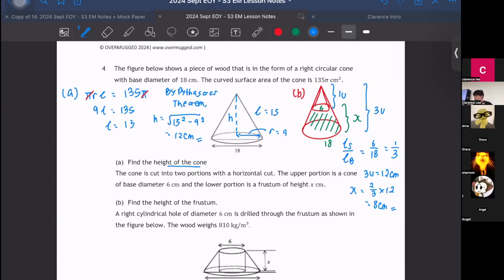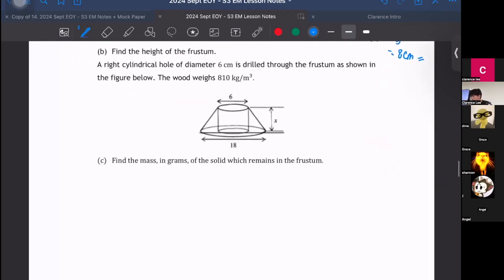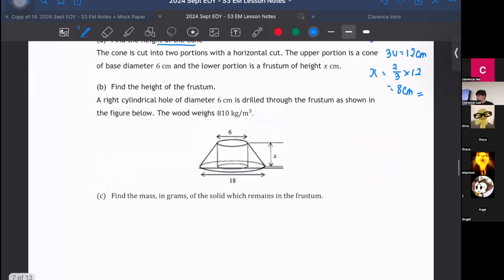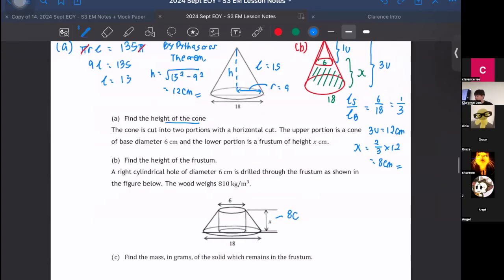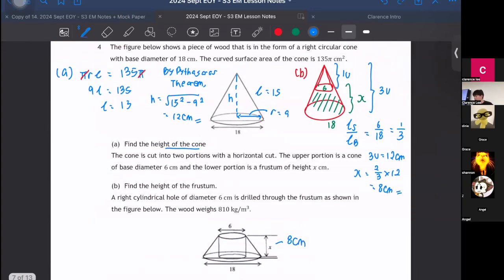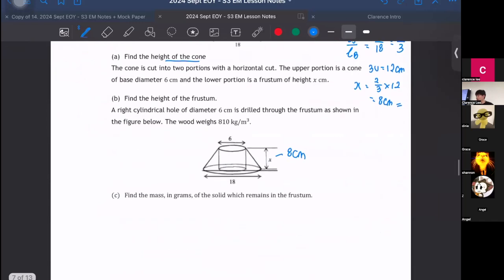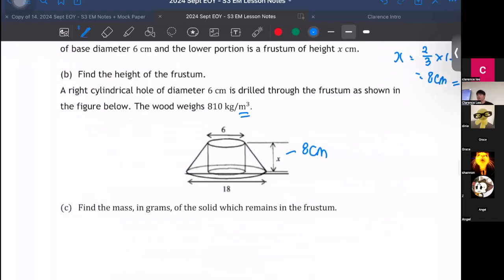Okay. Next question, your part C, last part. A right cylindrical hole of diameter 6 cm is drilled through the frustum as shown in the figure. The wood weighs 810 kg per meter cube. So from here, when we set this for our Sec 4 June crash course, everybody got this question wrong. Why? You look at the units. The unit that we have been working with is cm. Now this is what? Meter cube. So you either change the cm to meter first, or you change from cm cube to meter cube afterwards.